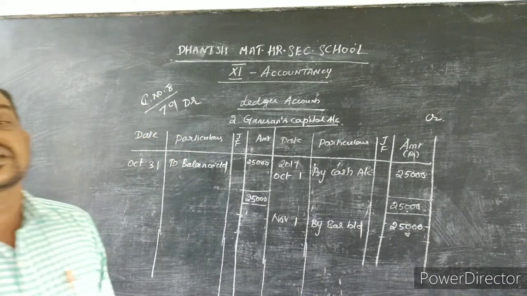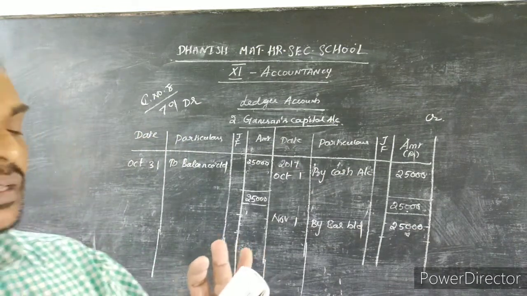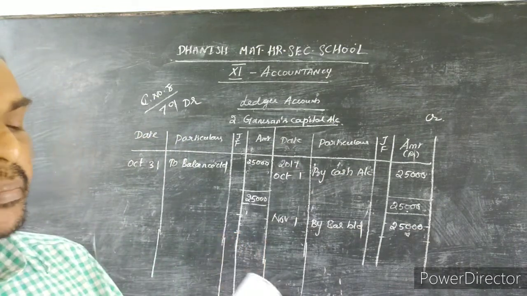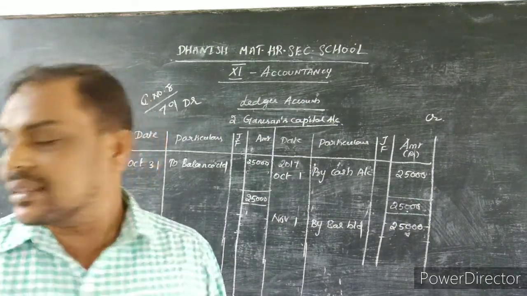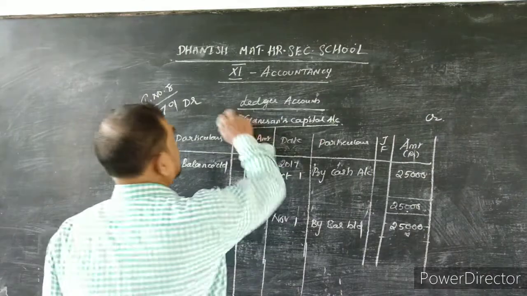This is the second ledger. What is the third ledger? Bank. Okay, the third ledger is bank. Now I'll prepare the third ledger, the bank account.